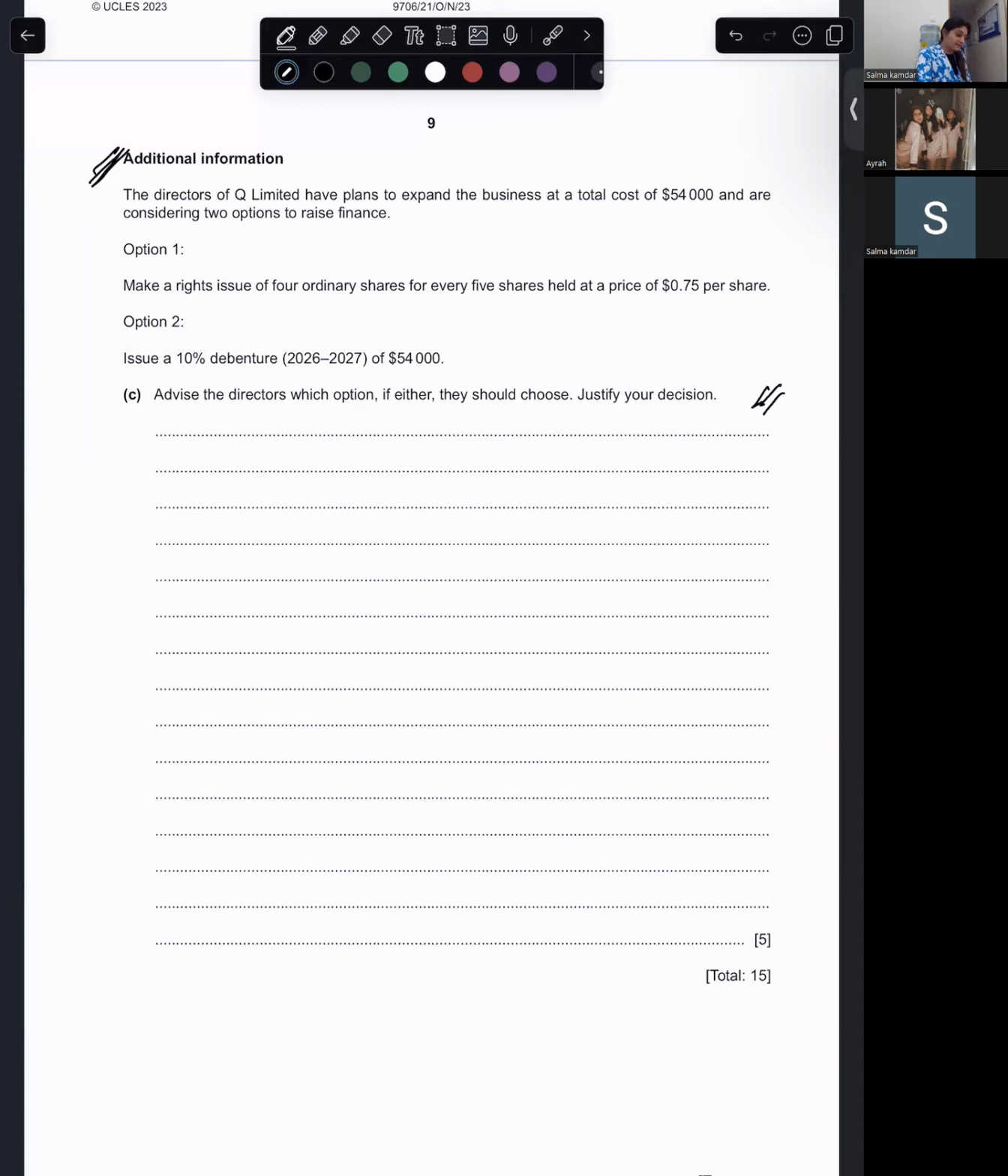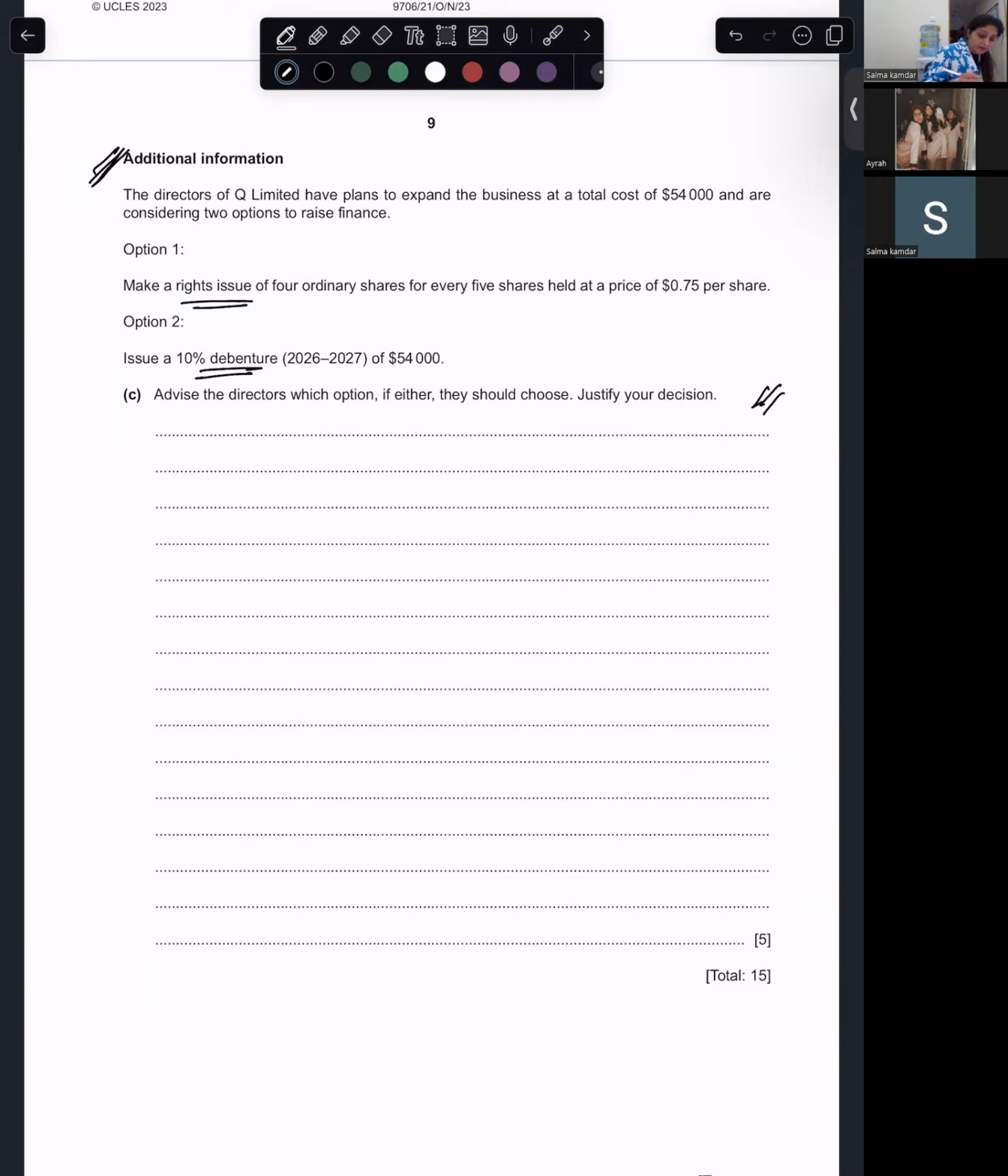Read the question. The directors of Q Limited have plans to expand the business at a total cost of 54,000 and are considering two options to raise finance. Option 1, make a rights issue of 4 ordinary shares for every 5 shares held at a price of $0.75 per share. Option 2, issue a 10% debenture of 54,000. So directors want to expand the business, and to expand they can either make a rights issue or take a loan.